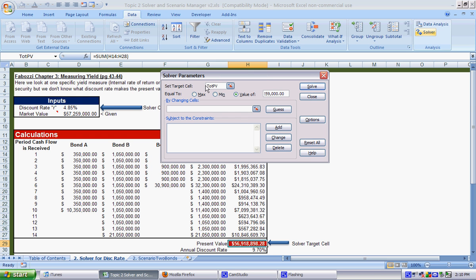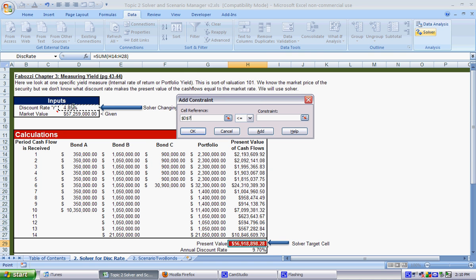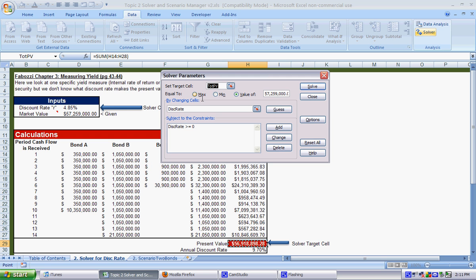So we want to set the sum of all the present values with a certain discount rate equal to the market price, and we're going to change our assumption of the discount rate. That's D7, and you see we named all these cells, so D7 turns into discount rate. You can add different constraints here, so we could say we never want the discount rate to be less than 0, so D7 always has to be greater than 0. Just press OK. Now we have everything we need.